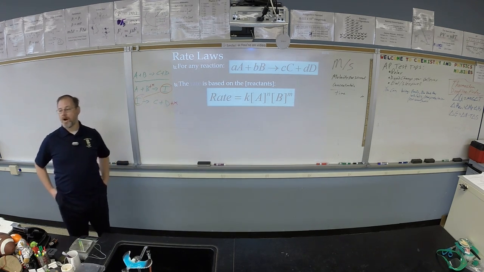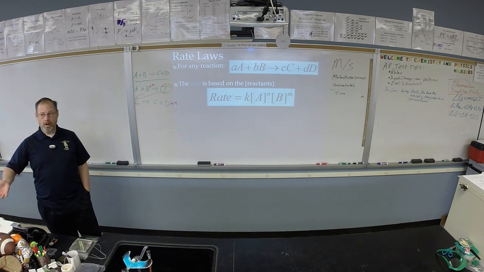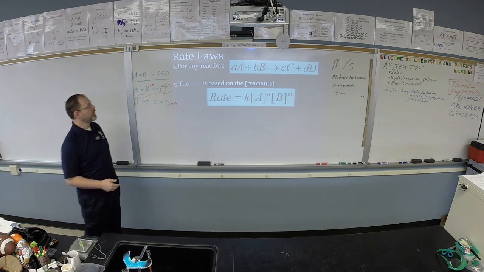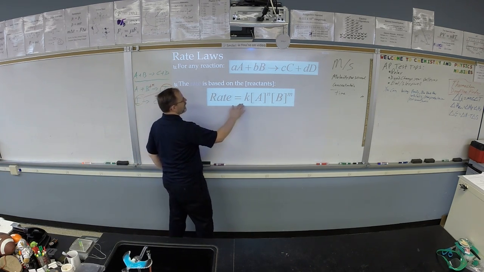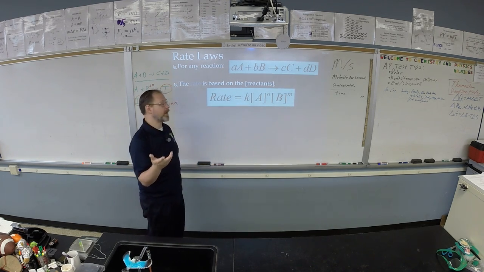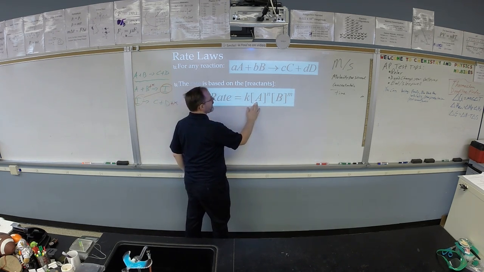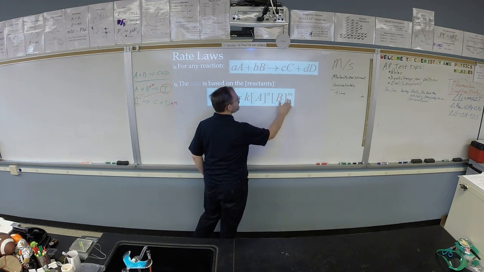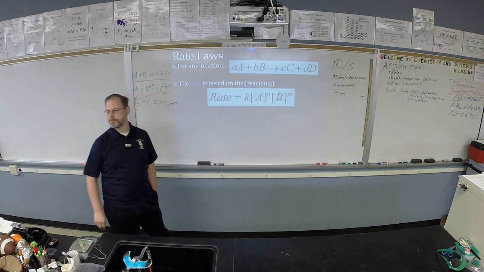Okay, that is a rate law. A law, like a formula, like Hess's law or Gibbs law. So a rate multiplied by some constant, and the constant is found experimentally for the reaction, multiplied by the concentration of A raised to some power, multiplied by the concentration of B raised to some power.